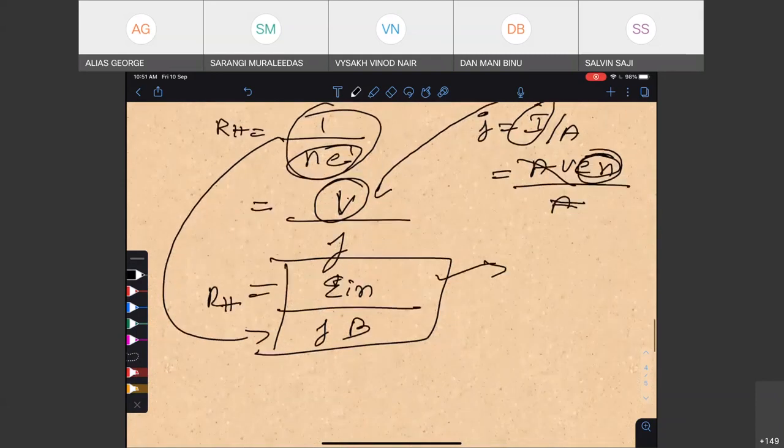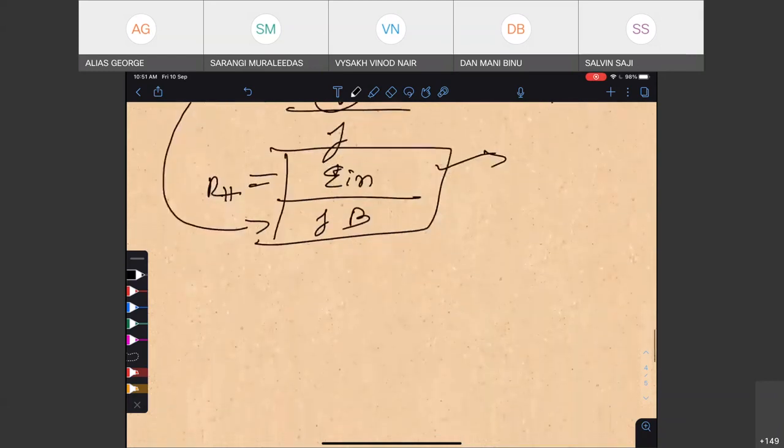So these two equations you need to hold, okay? 1 by NE and E induced by JB. Yeah, sure. I think it is clear?